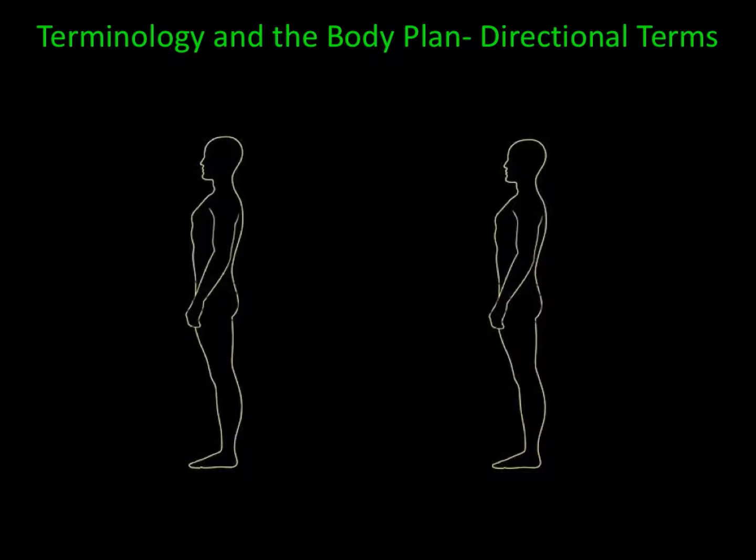Directional terms help reference body parts to one another. They come in pairs, and their meanings are opposites to one another. Let's take a look at the first pair of words. Towards the front is anterior. Towards the back is posterior. So for example, the nose is anterior to the ear, and the ear is posterior to the nose.